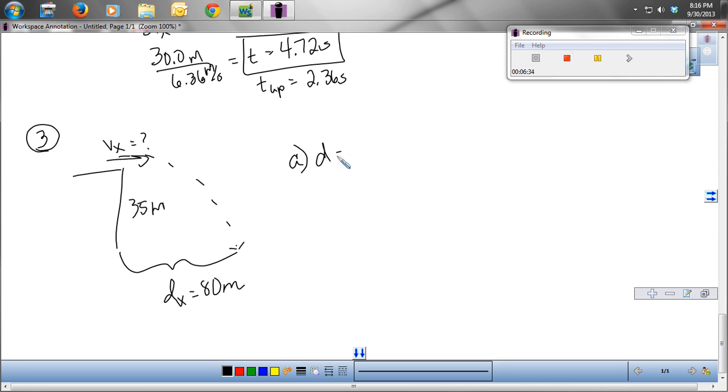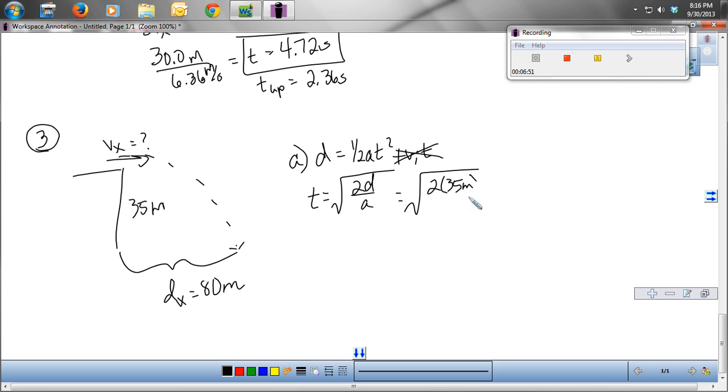Well, we have d equals 1/2 at squared plus vit. It has no initial vertical velocity, so I can ignore that. So t is going to be the square root of 2d over a. Well, that's the square root of 2 times 35 meters, and a is 9.8. I'm talking about it falling down, so I'm going to use a positive 9.8, because if I do the downward, then I can say that this, yeah, that works. Okay. So when I take the square root of 70 divided by 9.8, I got 2.67 seconds.